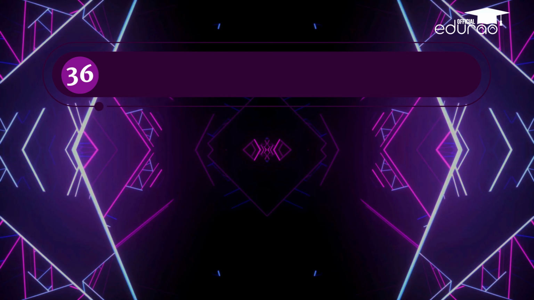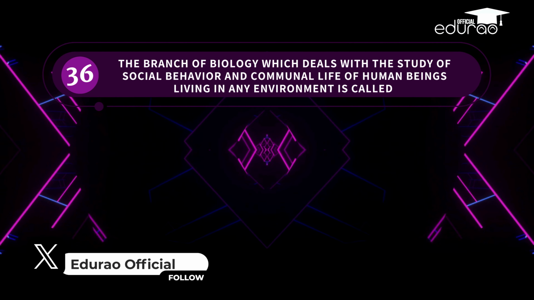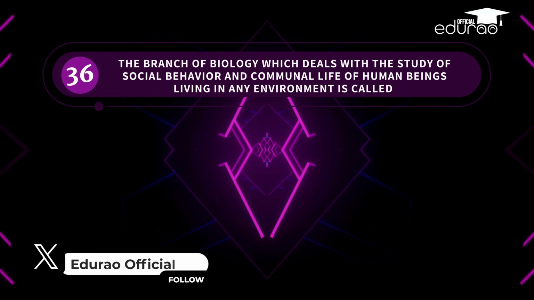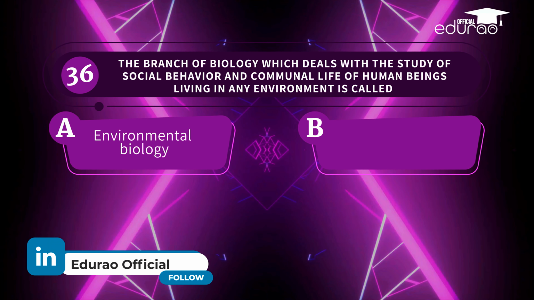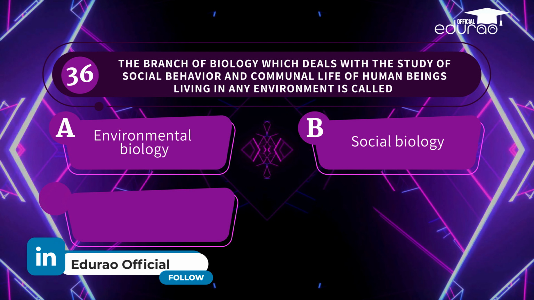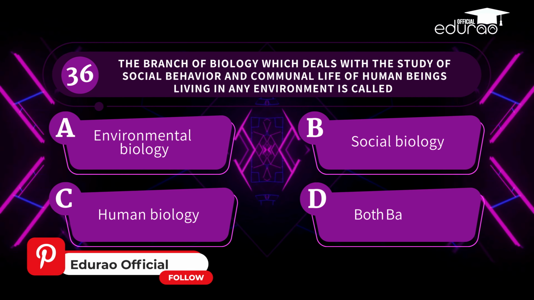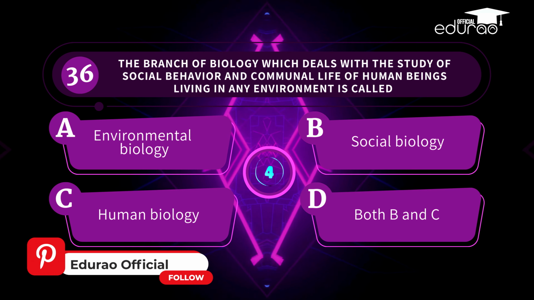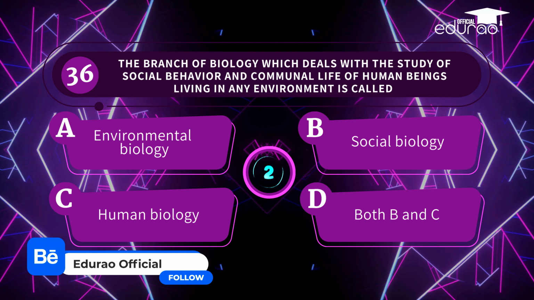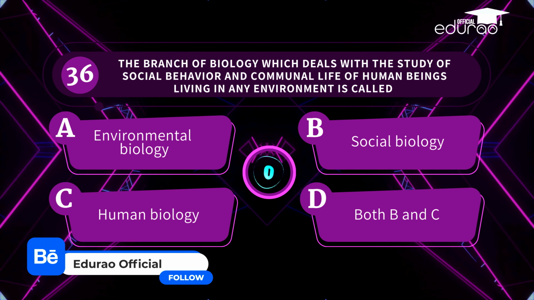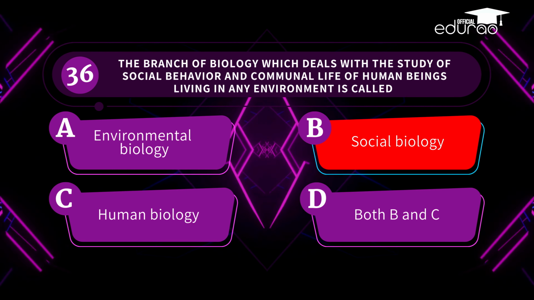Question 36. The branch of biology which deals with the study of social behavior and communal life of human beings living in any environment is called A. Environmental biology. B. Social biology. C. Human biology. D. Both B and C. That's a valid and correct point. The correct answer is social biology.